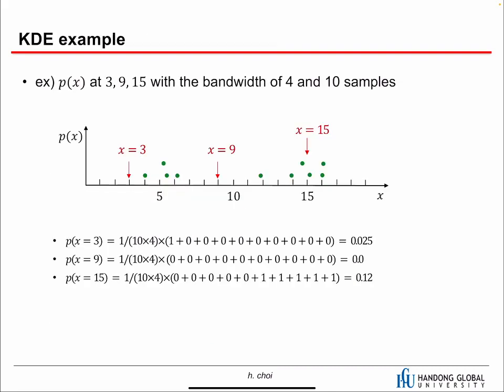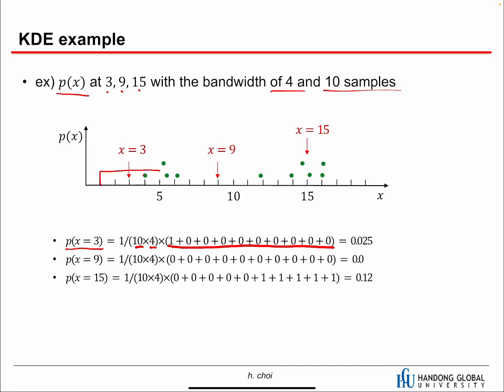To help you understand this KDE approach, let's take one example. We're going to calculate p of x at 3, 9, 15 with a bandwidth of 4 and 10 samples. Let's calculate p of x at 3. Then 10 is the number of samples and 4 is the volume. And then we just count. This is the count of the samples within the window, and we check all the samples from this one.